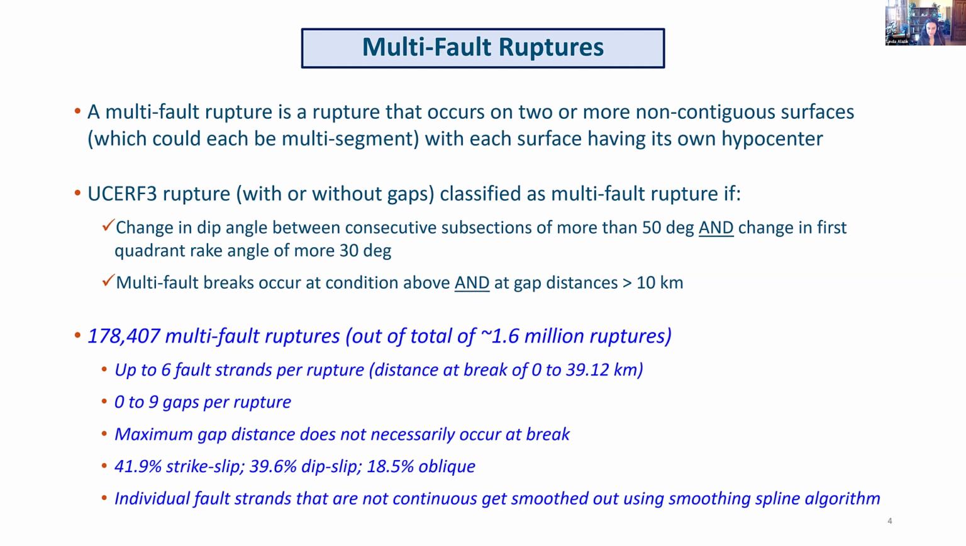Just some statistics. In these multi-fault ruptures, we can have up to 6 fault strands per rupture. We still can have gaps within those ruptures that we need to treat differently. They are distributed mostly between strike slip and dip slip ruptures, with some oblique cases. For the individual fault strands that do contain gaps, we then proceeded to smooth those using our smoothing spline algorithm.